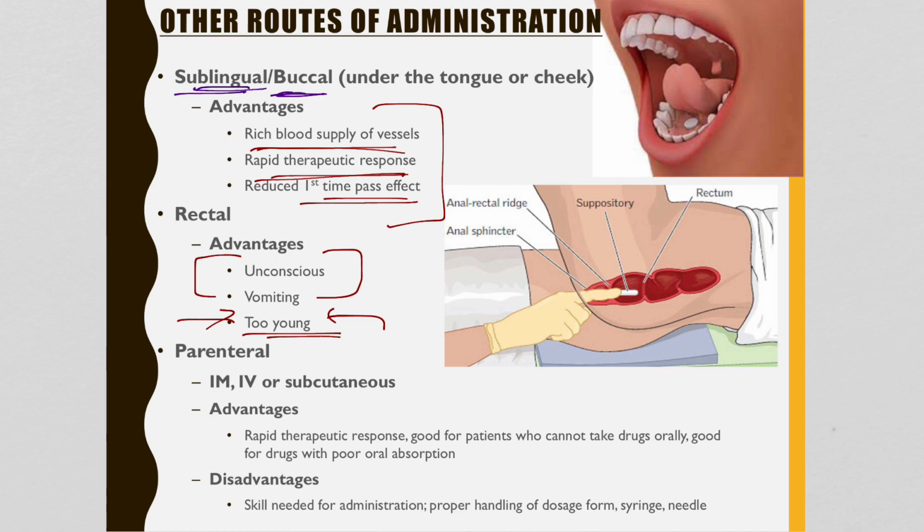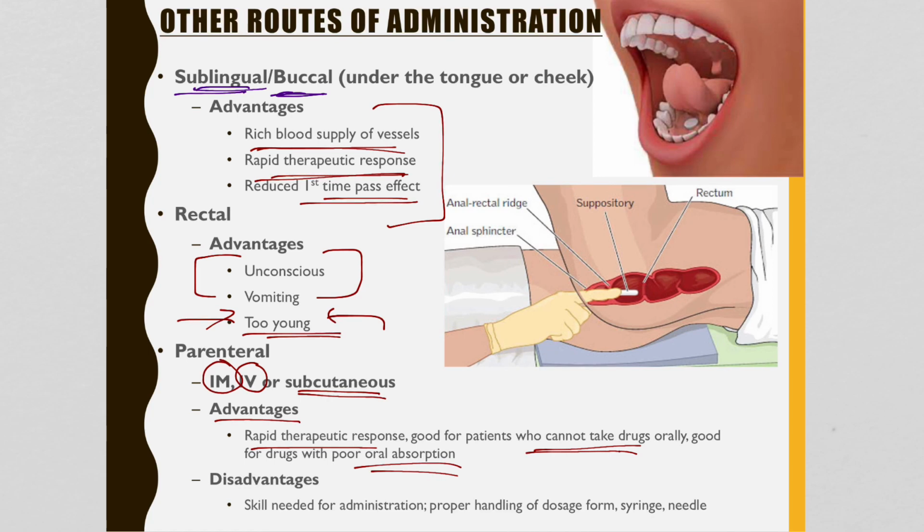And then we have parenteral. So we have several different ways in which this can be done. Parenteral meaning injection: intramuscular, IV, or subcutaneous. Intramuscular means exactly that, directly injected into the muscle. IV is IV, and subcutaneous is in the subcutaneous tissue layer. The advantages: rapid therapeutic response. It's a direct approach to treating. Really good for patients who can't take drugs orally, or who have poor oral absorption. I'm thinking about an obese patient who has a lot of adipose tissue who just absorbed a lot of the drug.